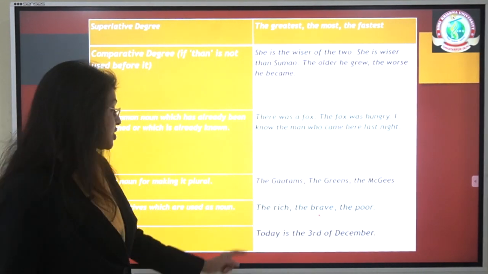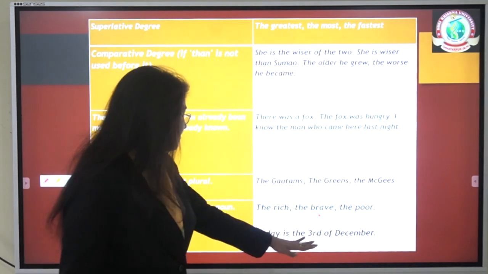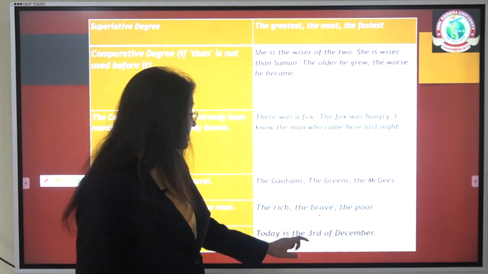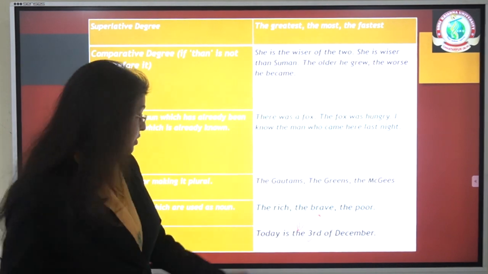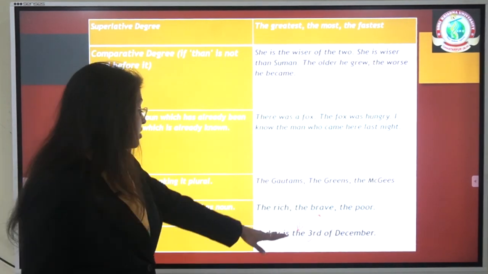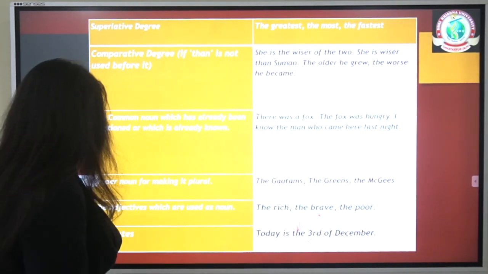Again, dates: today is the 3rd of December. This is a very common mistake we make in general, when we omit this article, which we are not supposed to. "Today is 3rd of December" is not right. You have to say today is the 3rd of December. Okay?